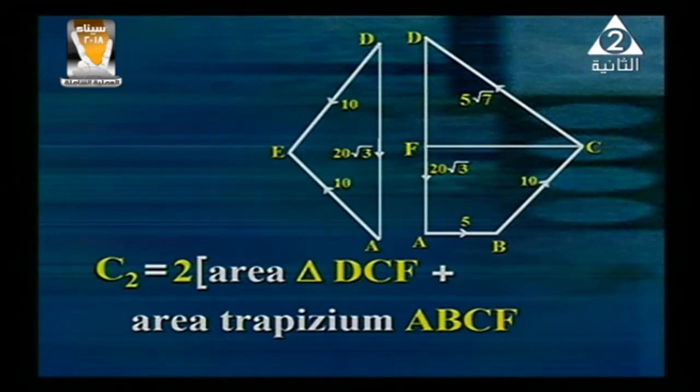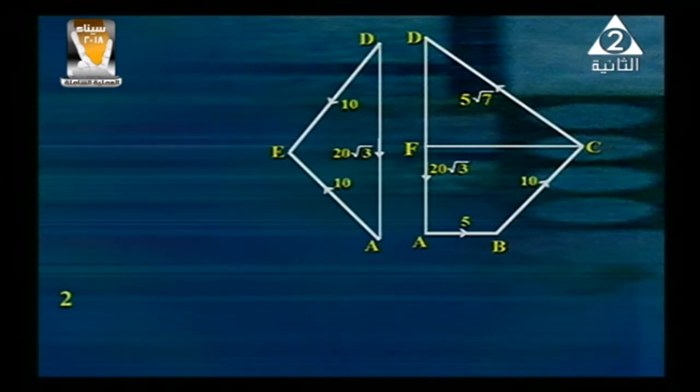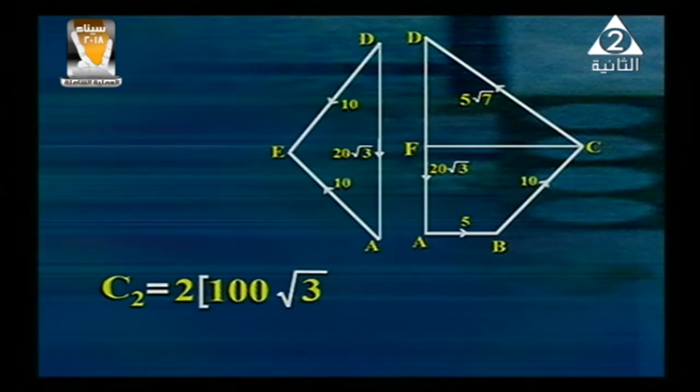This figure is unknown, so we divide it into two parts. The first part, area of triangle DCF. The second part, area of trapezium ABCF. After that, times K, or the ratio, equals 1 over 2. What is the K? The force ratio between the force and each side. Then we find the area of the first triangle, half base times height, equals 100 root 3.